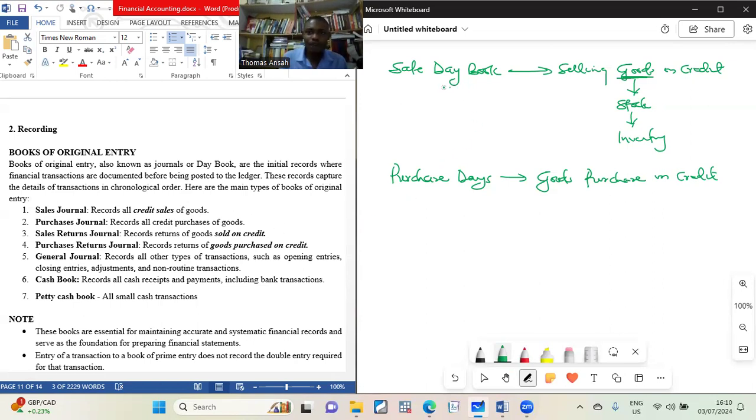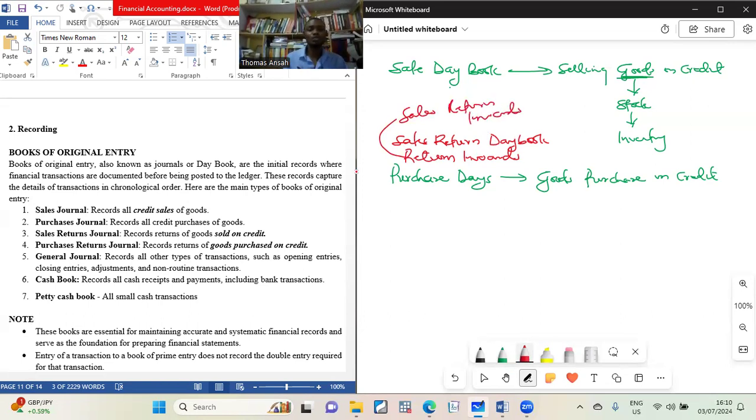Now, these sales that we did, let's say we sold to Adjoa Mansa, then Adjoa Mansa decided to return some of the goods to us. For that one, we will create another journal. We call it the sales return journal. That is the name, sales return daybook or journal. Another name for that is return inwards. So just so that you don't confuse yourselves, always call it sales return inwards daybook or journal.